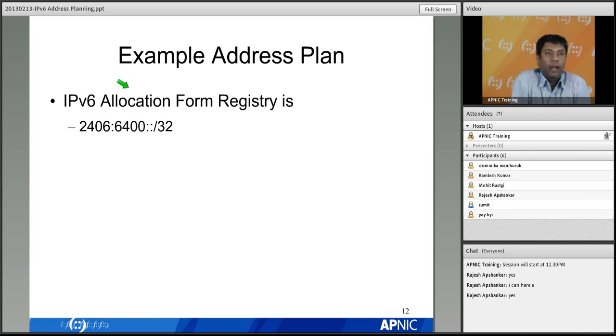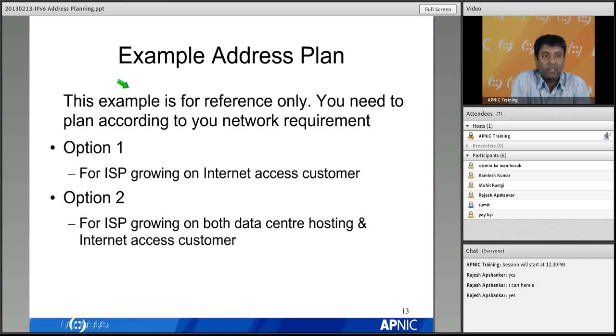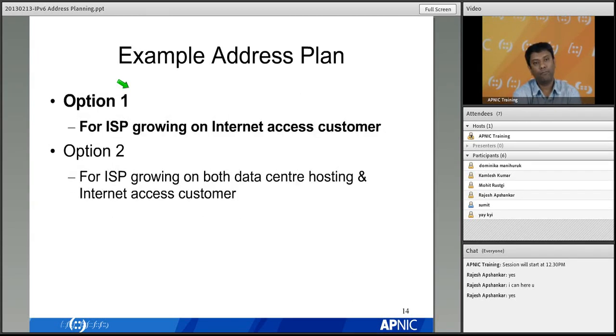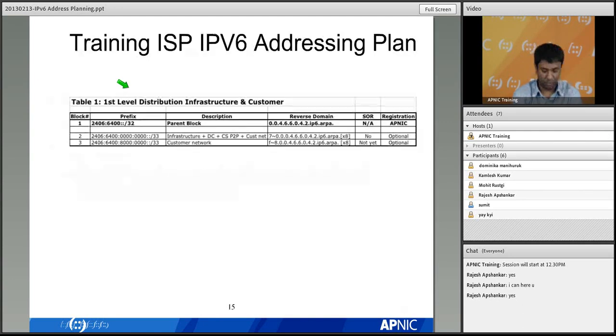Now we'll do an example address plan. We took two case studies. Let's see them. We do one subnetting for option one. Option one is for an ISP who is growing on internet access customers, probably not on data center, only on internet access customers. The second option is for an ISP growing on both data center hosting and internet access customers. So in those two scenarios, what would be the best addressing plan? Let's have a look. Let's take option one.